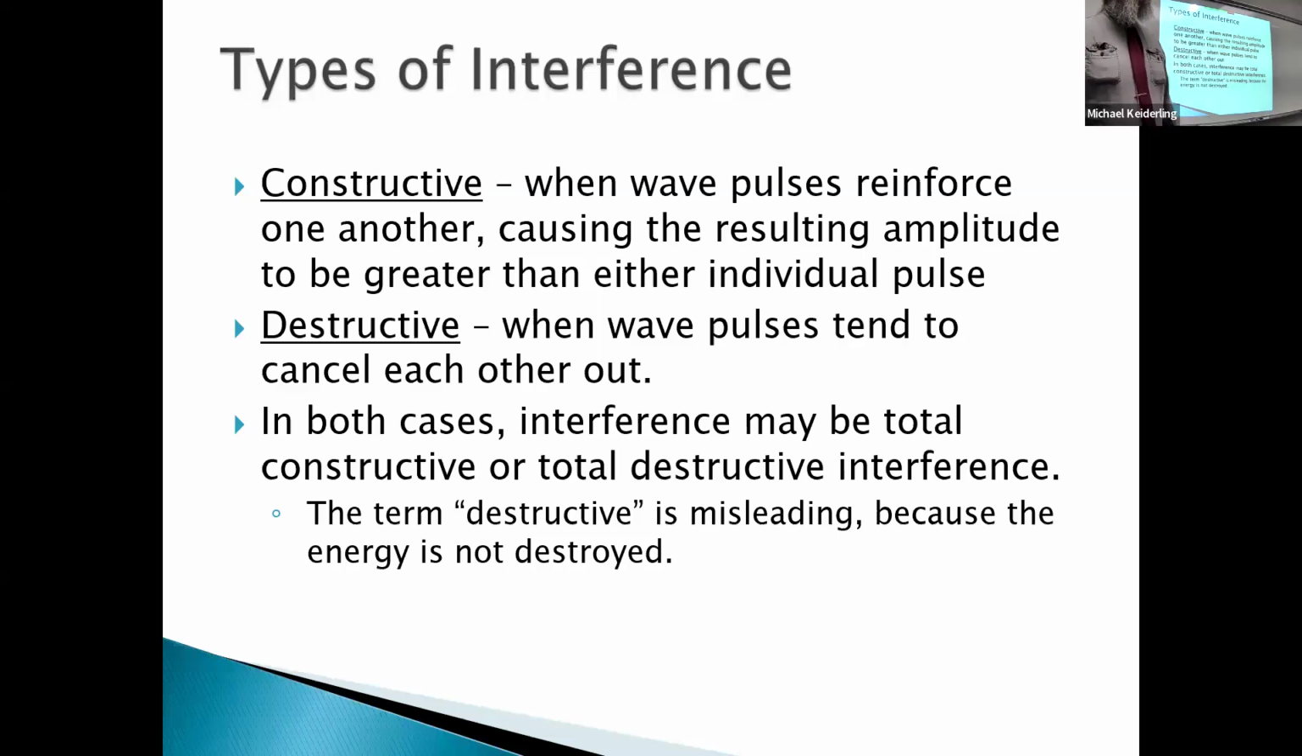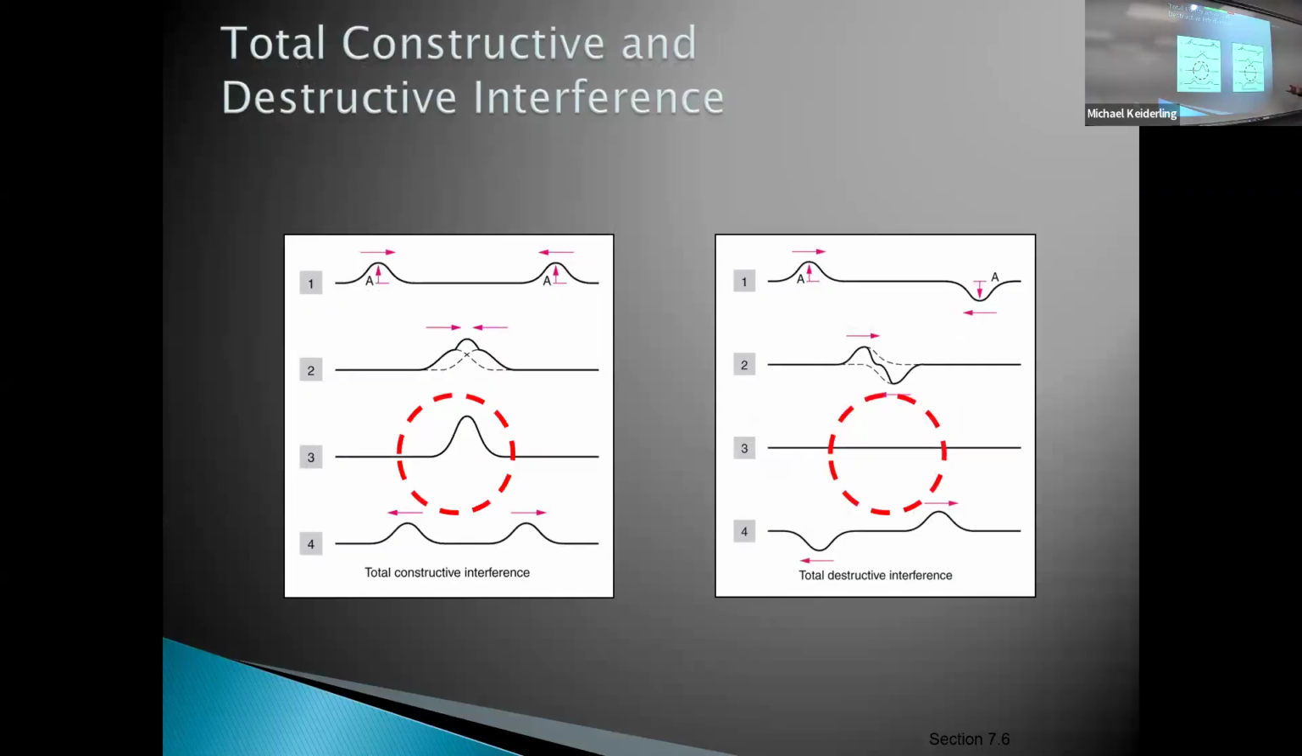When wave pulses reinforce one another and add up to make a bigger wave, that's constructive interference. And when they cancel each other out, that is destructive interference. And in both cases, you could have total constructive or total destructive, or partial destructive or partial constructive. And the term destructive is a little misleading because the energy isn't destroyed, it just moves around.